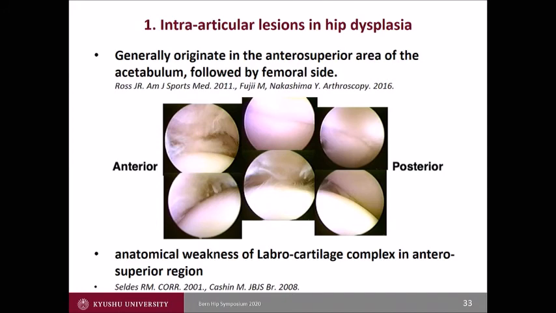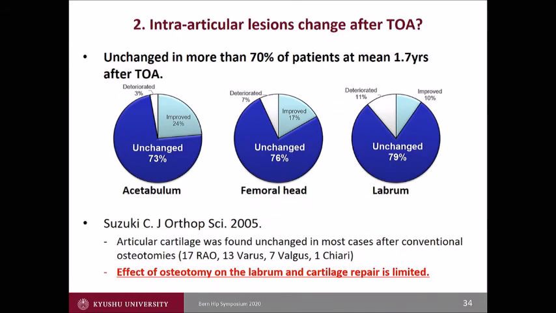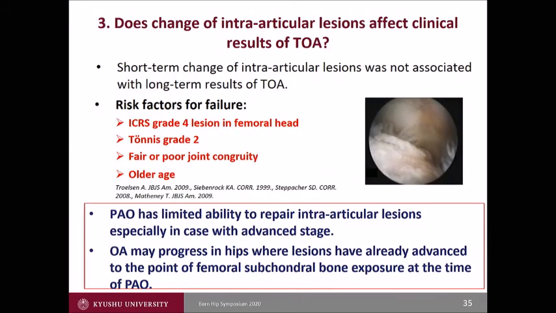Intraarticular lesions in hip dysplasia generally originate in the anterior superior area of the acetabulum, followed by the femoral side. It is possible due to the anatomical weakness of the labral cartilage complex in the anterior superior region. Intraarticular lesions were unchanged in the majority of patients at the second look. Suzuki also reported that articular cartilage was found unchanged in most cases after conventional osteotomies like this. Short-term change of intraarticular lesions was not associated with the long-term result of TOA. These four factors were associated with failure.